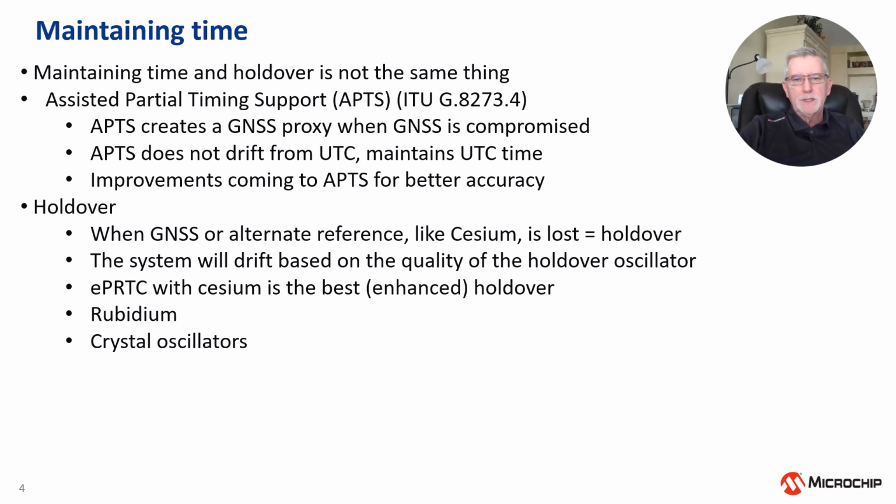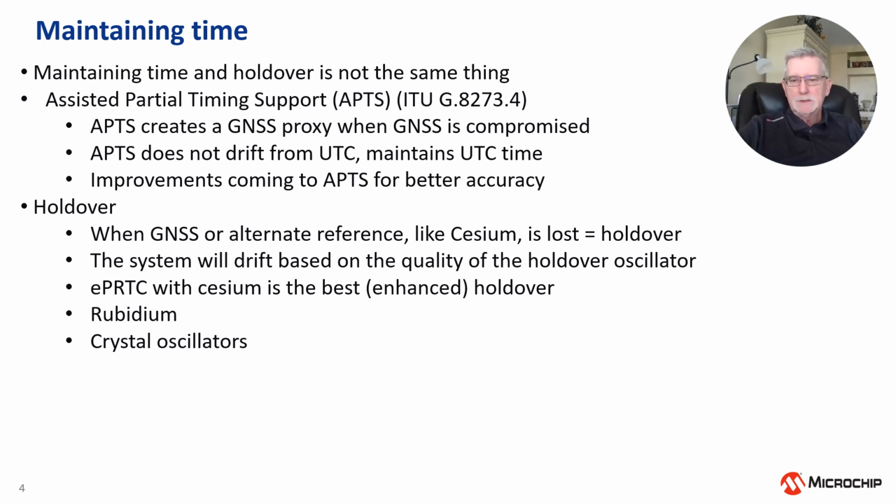The next concept is holdover. When a GNSS or alternate reference, like a cesium reference, connected to a receiver is lost, we are going to go into holdover. How fast we drift off in frequency or time from UTC depends on the quality of the oscillator we have in that receiver. The system will drift based on the quality of what we call the holdover oscillator. There are different levels of quality for holdover clocks or oscillators.